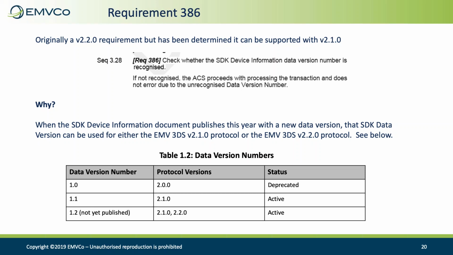As we enhance these specifications, we are also, of course, enhancing the device information document, which contains a data version number. When the SDK device information document publishes with a new data version, that SDK data version can be used for either the EMV 3DS version 2.1.0 protocol or the version 2.2.0 protocol.